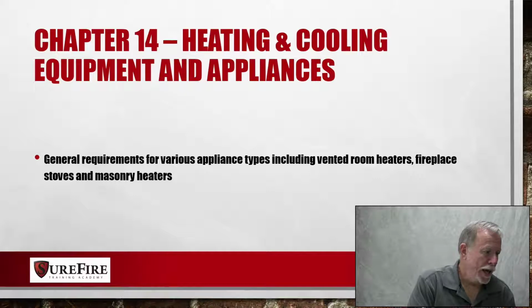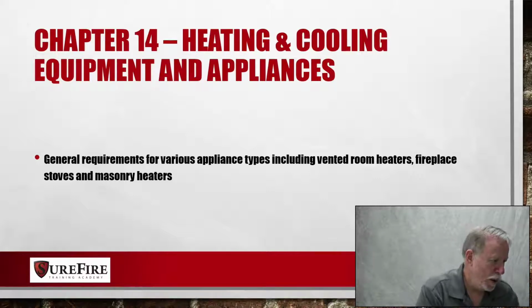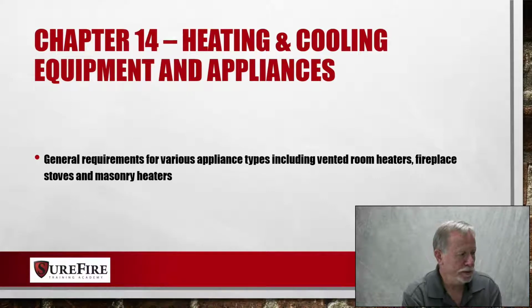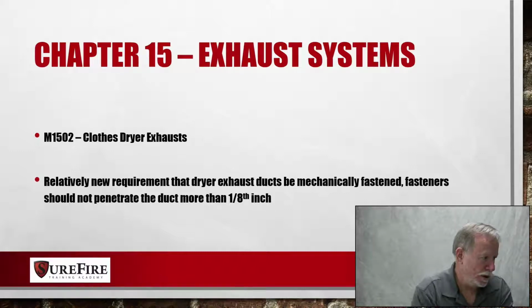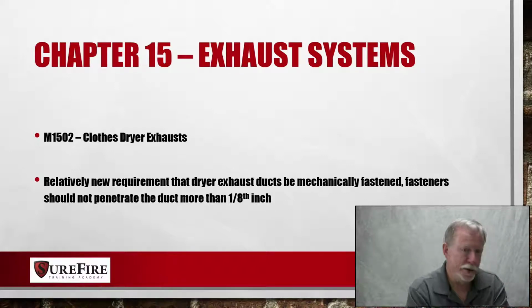Chapter 4 has the requirements for various types of appliances, including room heaters, fireplace stoves, and masonry heaters. Chapter 15 is exhaust systems, and of importance to us are the closed dryer exhaust requirements.